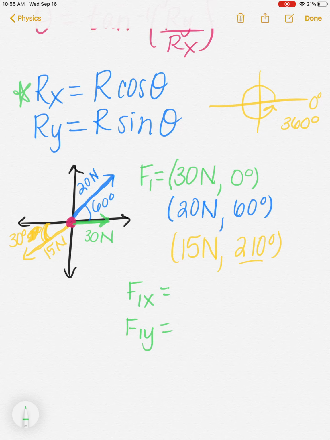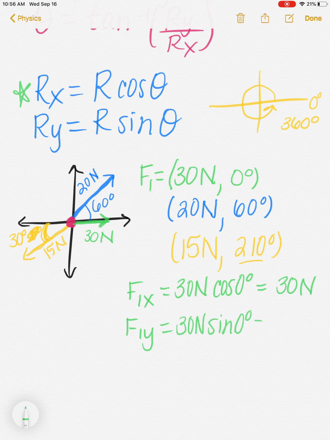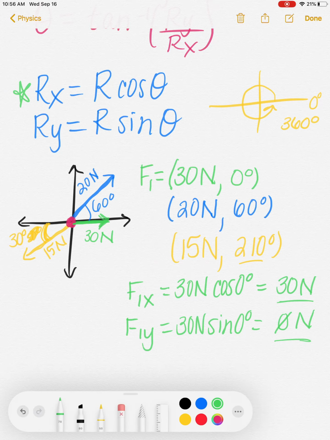All right, so the x component I can find by taking the magnitude times the cosine of the angle, which in this case is 0. 30 newtons cosine of 0 degrees should give me 30 newtons. Then to find the y component, I would take 30 newtons times sine of 0 degrees. That is going to give me a value of 0. Now, why is that 0? Well, that should make sense because if you look at the picture, this vector is entirely directed along the x-axis. So all of its magnitude should be along the x-axis with nothing on the y.